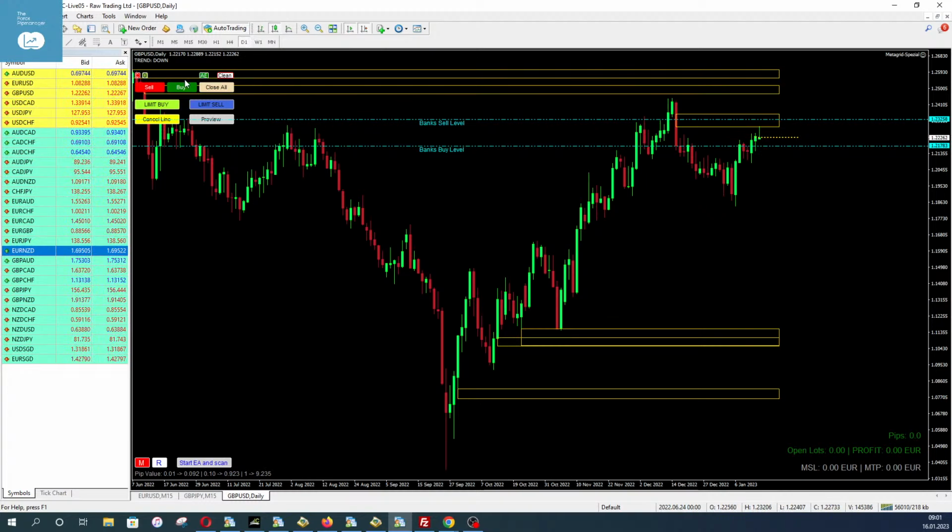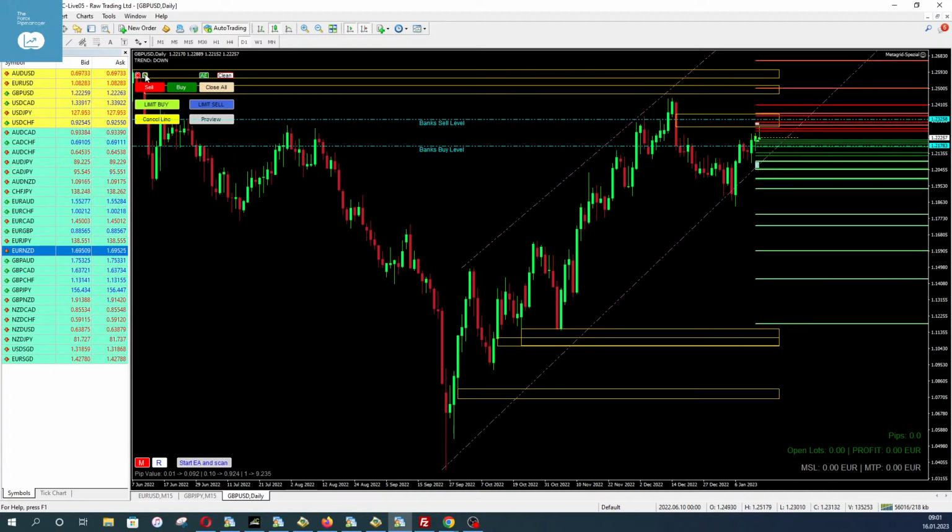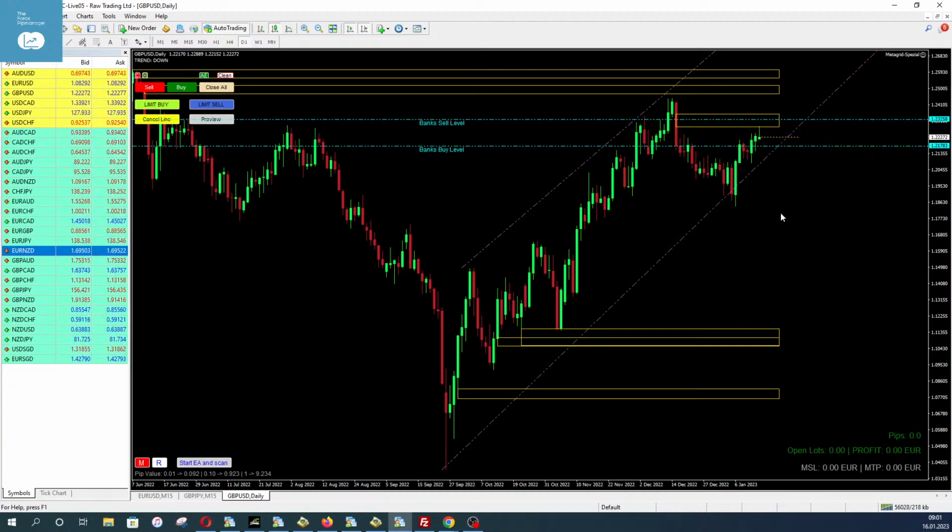You can always remove the order blocks if you want a clear chart picture, especially on the higher time frames, with this button here. If you click on it, the order blocks are there. But on a daily time frame, the order blocks make no sense because they are too close together on this higher time frame. So we click on this O button, and then they disappear.